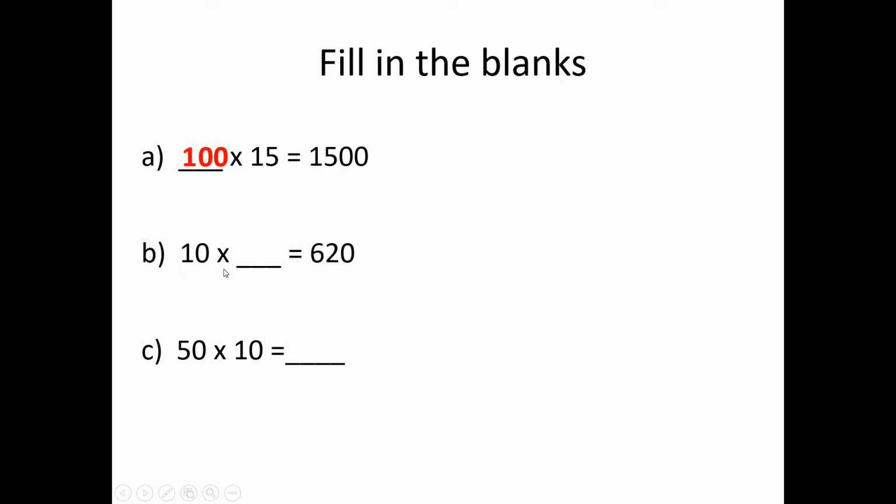Let's see the next one. Here we have 10 into dash gives us 620. We already have this 1 0, so we don't need 0 in the answer. What we need is another number because here we have 1. So 1 into what will give us 62? Keep the 0 aside because this 0 we have brought here. 1 into 62 will give us 62.